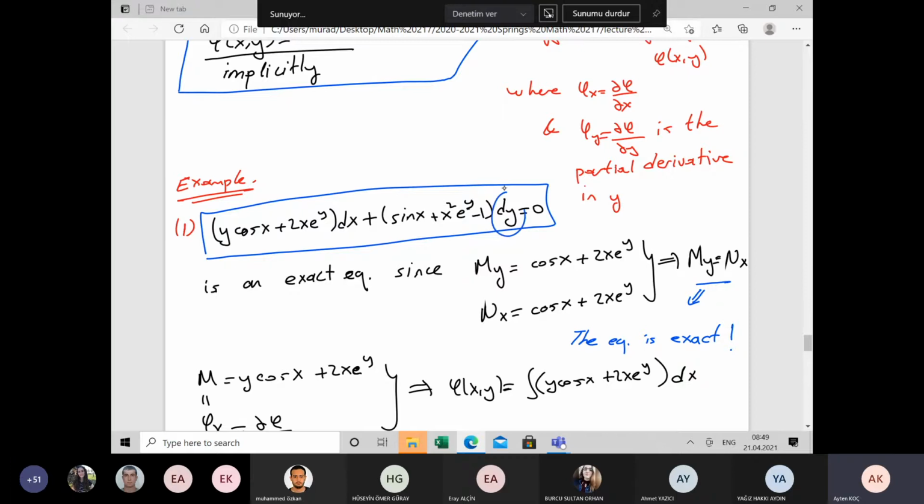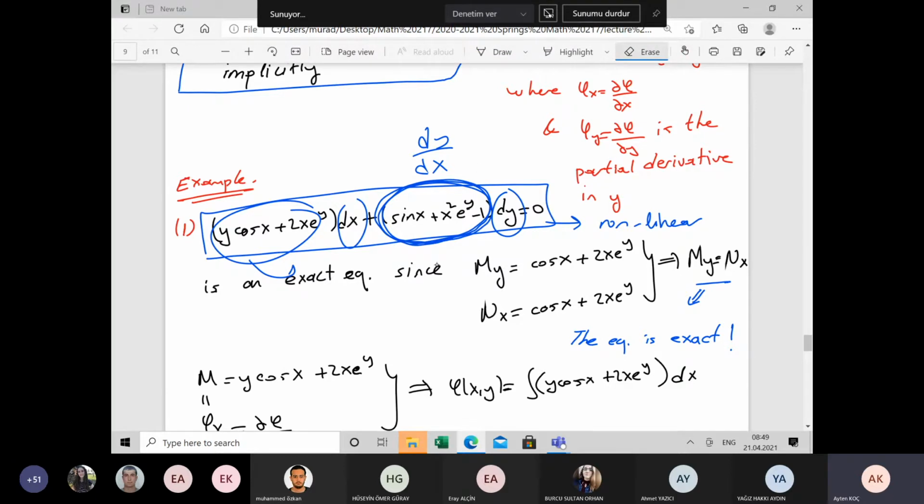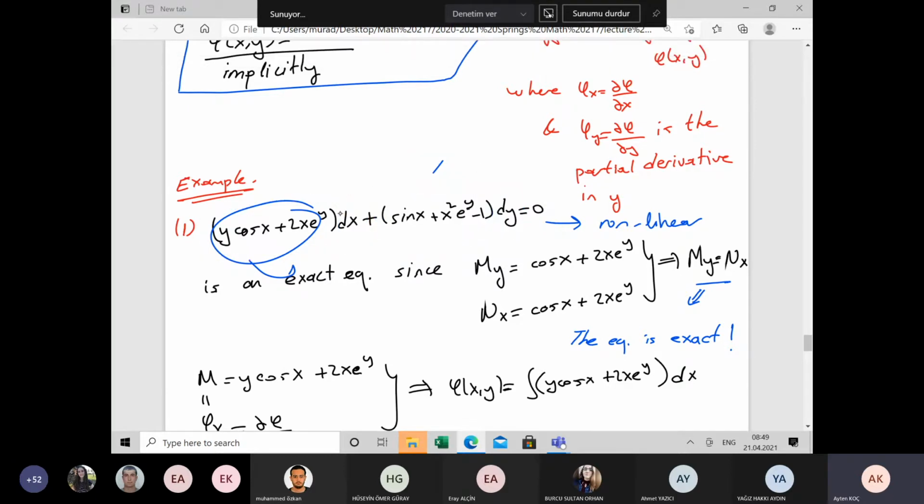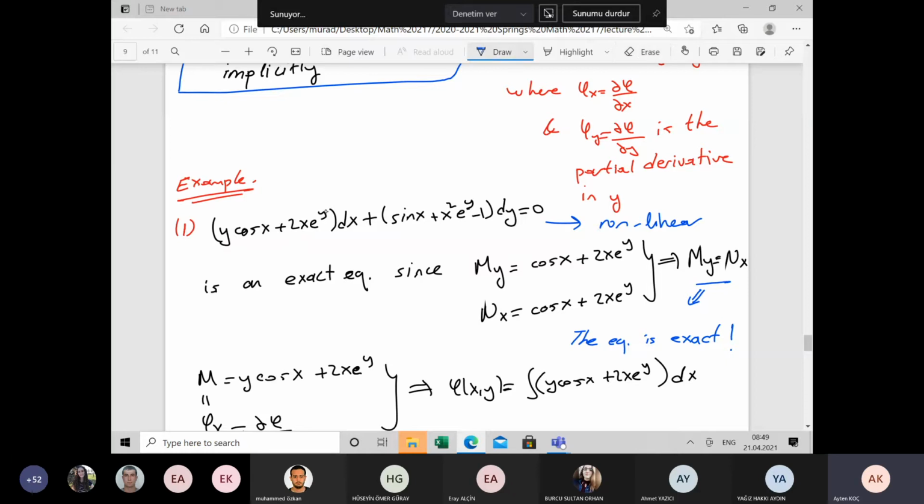Our equation contains dy dx, y prime, the highest order, and the order is first, so it is a first order differential equation. Is it linear or not linear? Look at dy over dx, the coefficients contain y, not only x. Also the right hand side is like this. So this one is a non-linear first order equation.